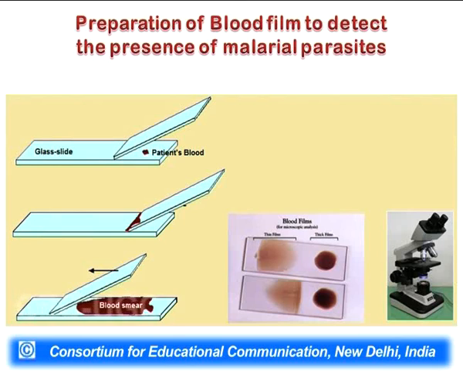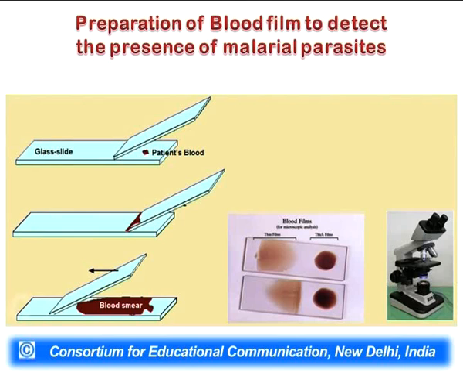So the doctor takes a small drop of intravenous blood from the patient and prepares a slide, which is shown in the picture. A blood smear is prepared, and if you can see the middle picture over there, we can see a thick smear and a thin smear. This smear is then stained with the help of the Giemsa stain, and in this Giemsa stained slide the parasites get stained, because the Giemsa stain characteristically and specifically stains the DNA.